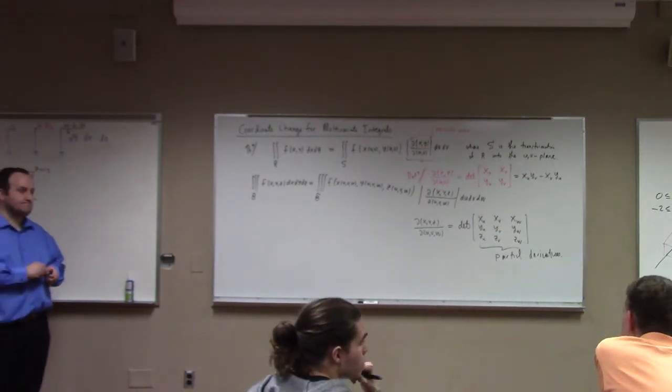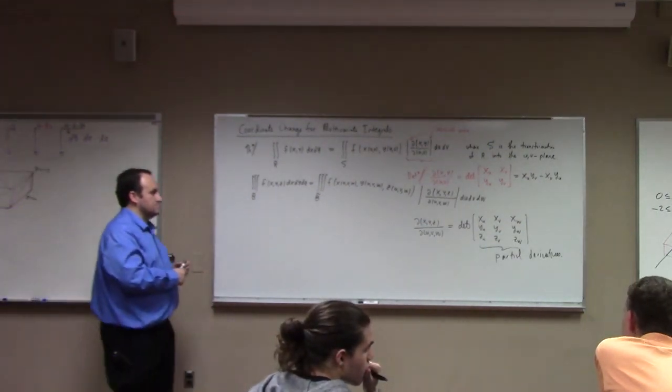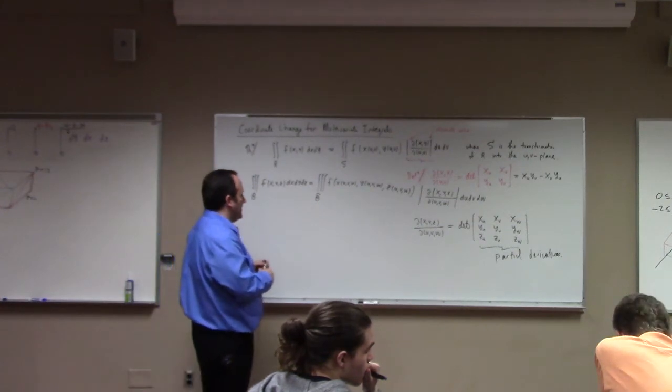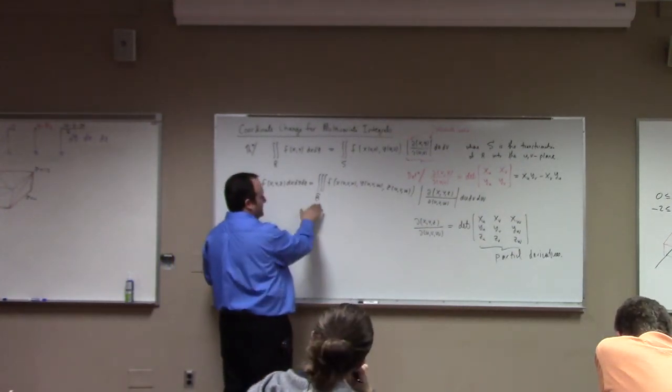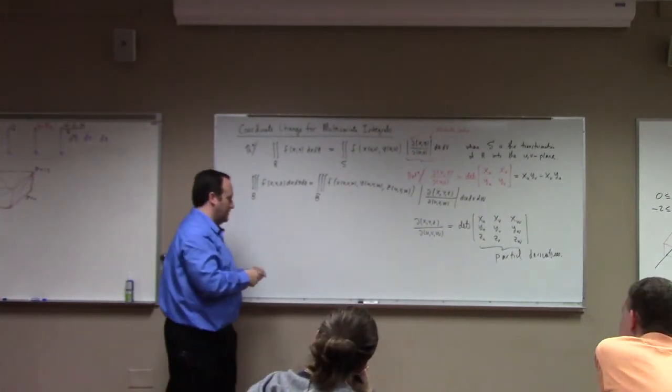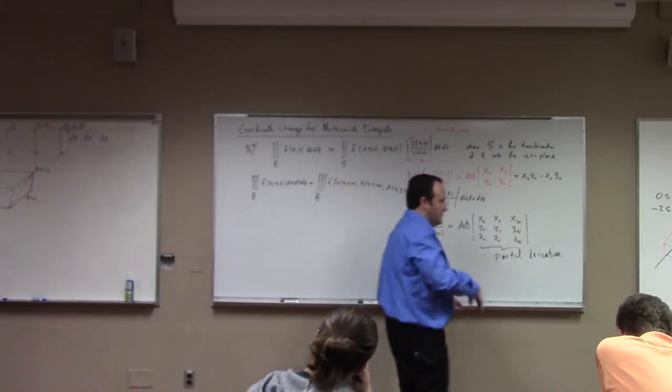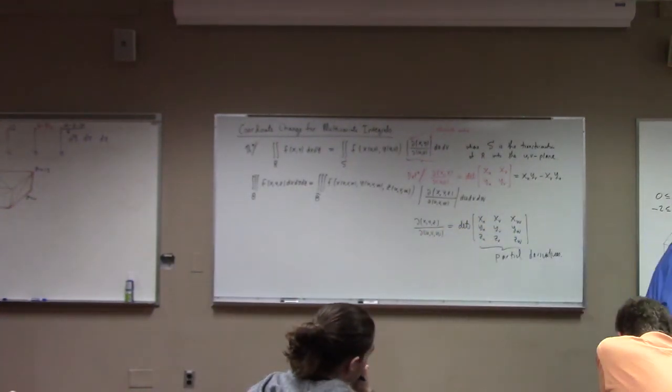Yep. Why did you use B in like a B squiggle line? It's not B anymore, it's the transformed region. Okay, so you could have used A. Yes, you could have used A, you could use Pac-Man, whatever you like.